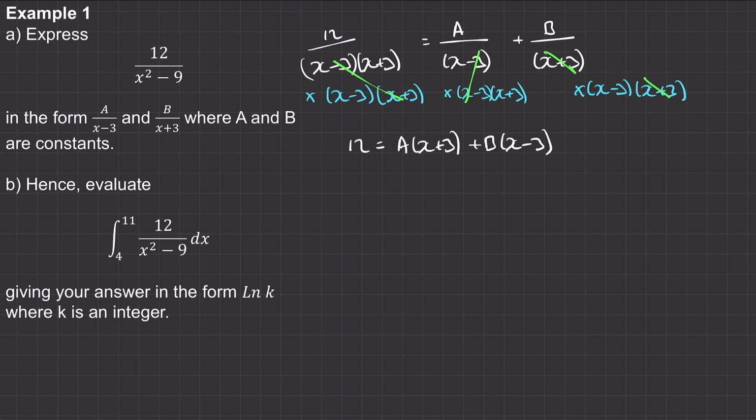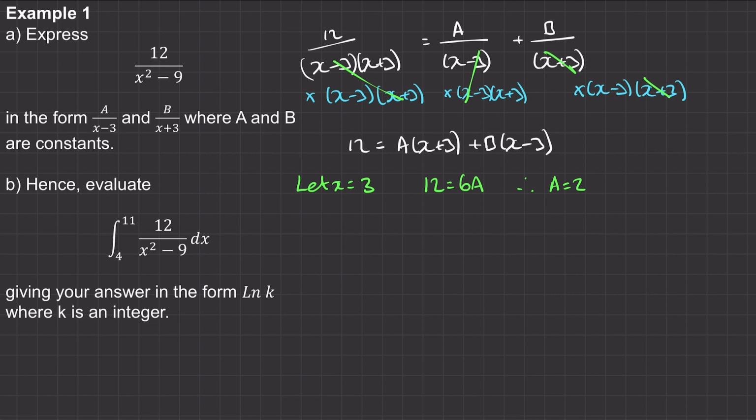And now I'm going to work out the value of A by making this term equal to 0. So I'm going to say, let x equal 3. So now we've got 12 is equal to A, then we've got 3 plus 3, which is 6, so 6A. And 3 take away 3 will make 0, so that will go. And therefore, A will equal 2.